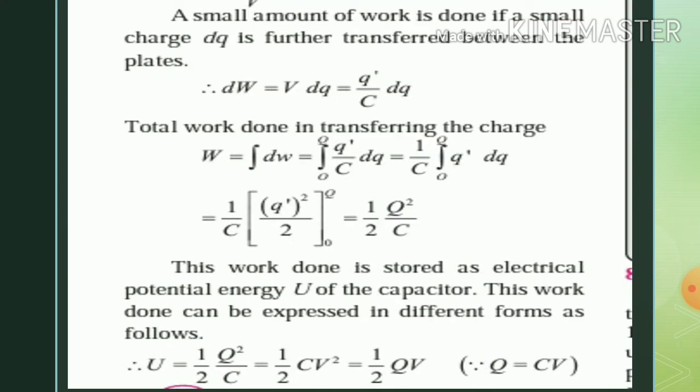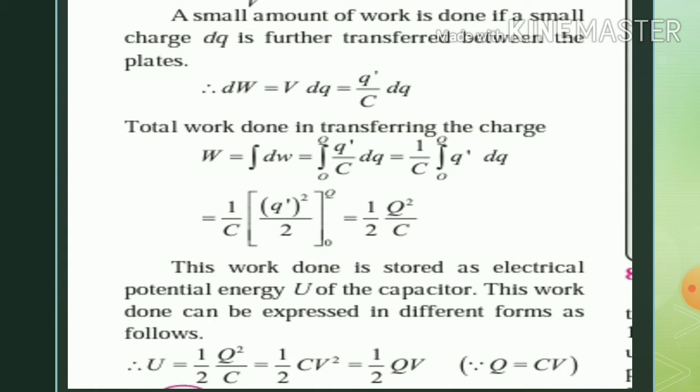Then a small amount of work done. If a small quantity of charge dq is further transferred between the plates, after obtaining the equation C equal to Q dash upon V, we can further transfer a small quantity dq. dq is the small quantity which is transferred after the above equation in the charging process of the condenser.